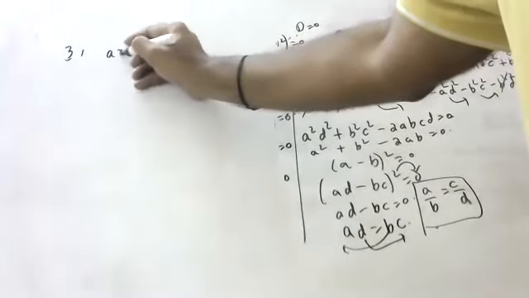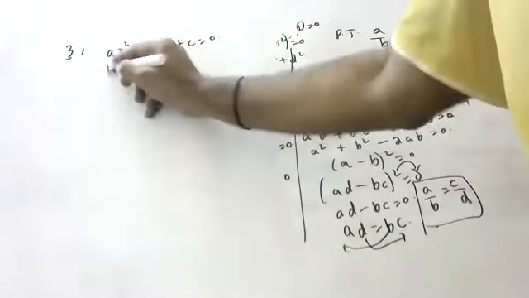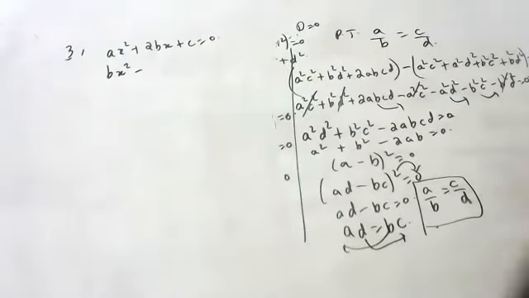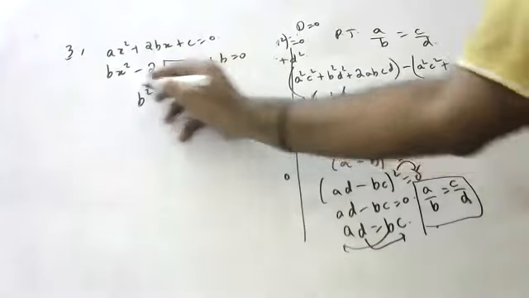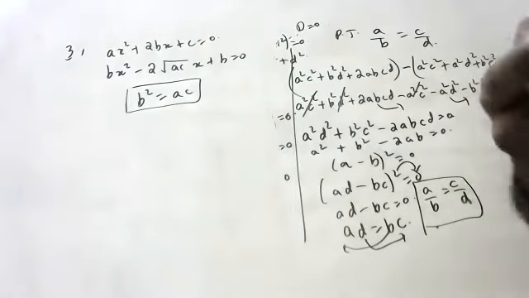Now see here: with the roots of the equation ax² + 2bx + c = 0, and the other equation bx² − 2√(ac)x + b = 0, both simultaneously real, prove that b² = ac. It is asking you to prove b² is equal to ac.